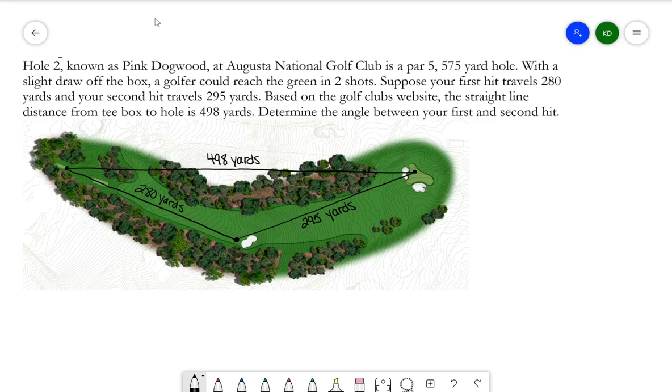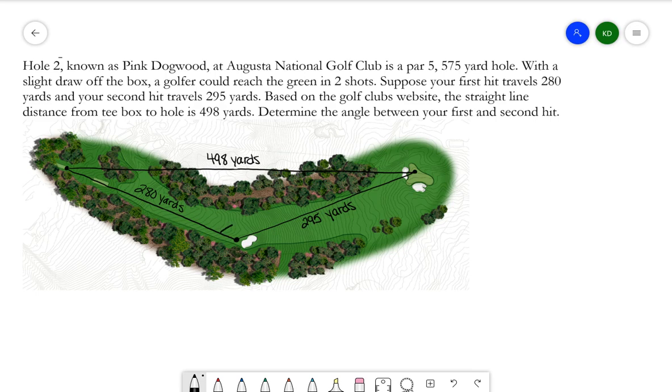This one reads: Hole 2, known as Pink Dogwood at Augusta National Golf Club, is a par 5, 575-yard hole. With a slight draw off the box, a golfer could reach the green in 2 shots. Suppose your first hit travels 280 yards and your second hit travels 295 yards. Based on the golf club's website, the straight line distance from tee box to hole is 498 yards. Determine the angle between your first and your second shot.